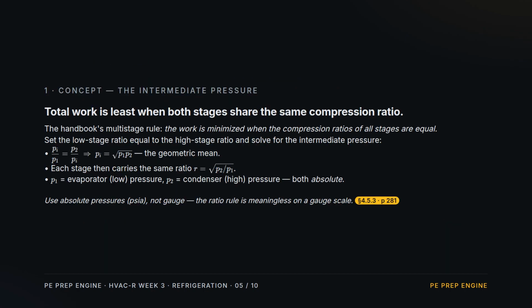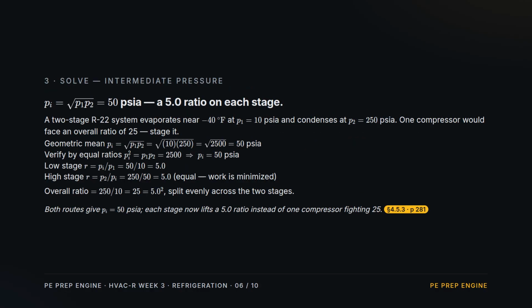Concept 3. The intermediate pressure. The handbook's multi-stage rule is that total work is minimized when every stage carries the same compression ratio. Set the low stage ratio equal to the high stage ratio, and the intermediate pressure falls out as the geometric mean of the evaporator and condenser pressures. Each stage then sees the same ratio, the square root of the overall ratio. Work in absolute pressures.